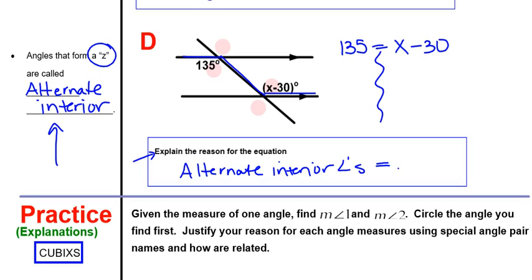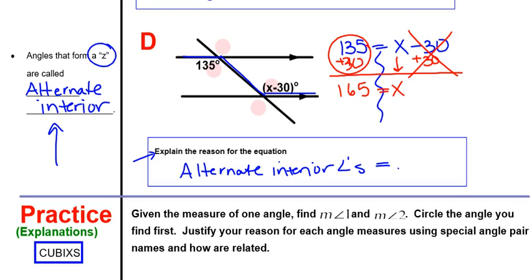Now to solve this, remember I just have to get rid of that minus 30, so I do the opposite, plus 30 to both sides. If I add these two numbers, I get 165 and bring down my x. It turns out that x equals 165 degrees because the alternate interior angles are equal. If I did plug that right back in there, 165 minus 30 is equal to 135, the exact same angle that I have up there.